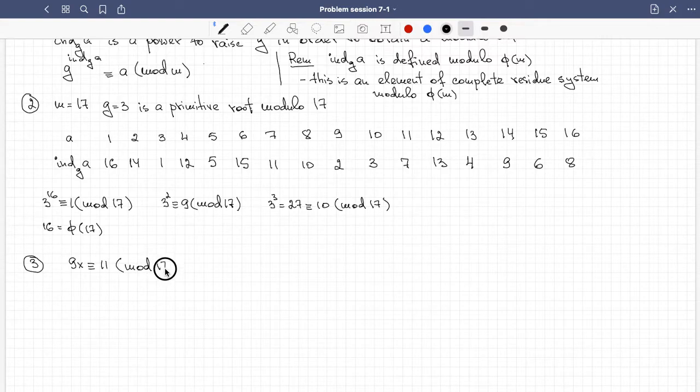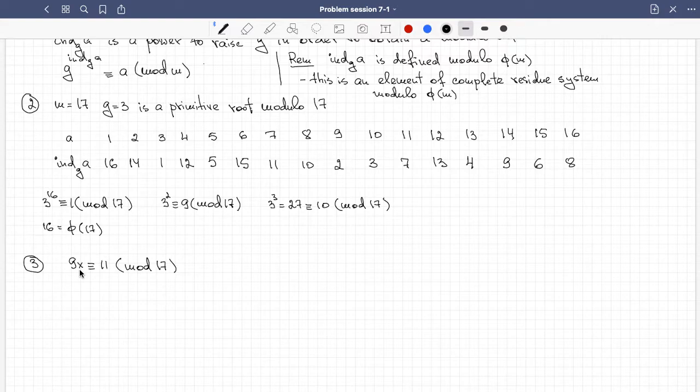Mod 17. So we want to solve this congruence for x. You may, of course, solve this congruence in the old-fashioned way. You find the inverse of 9 modulo 17, multiply both parts of the congruence by the inverse of 9, and find x. We try to do it differently.